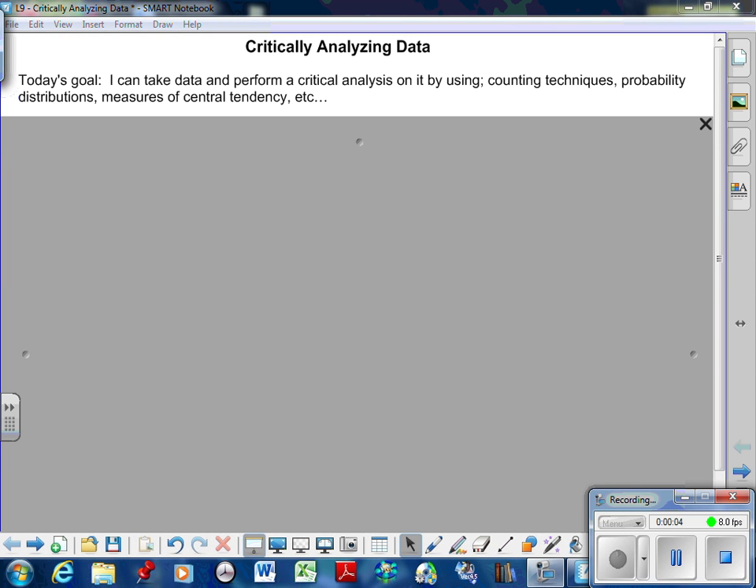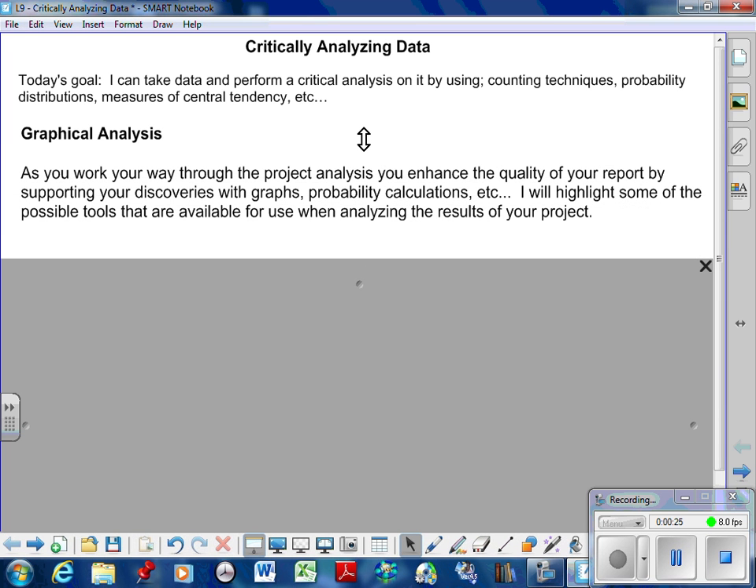We're looking at critically analyzing data. So today I want you to be able to take data and perform critical analysis on it by using counting techniques, probability, distributions, measures of central tendency, etc. Everything that we've talked about so far in this course. So this is where you start tying things together and incorporating it into your project.